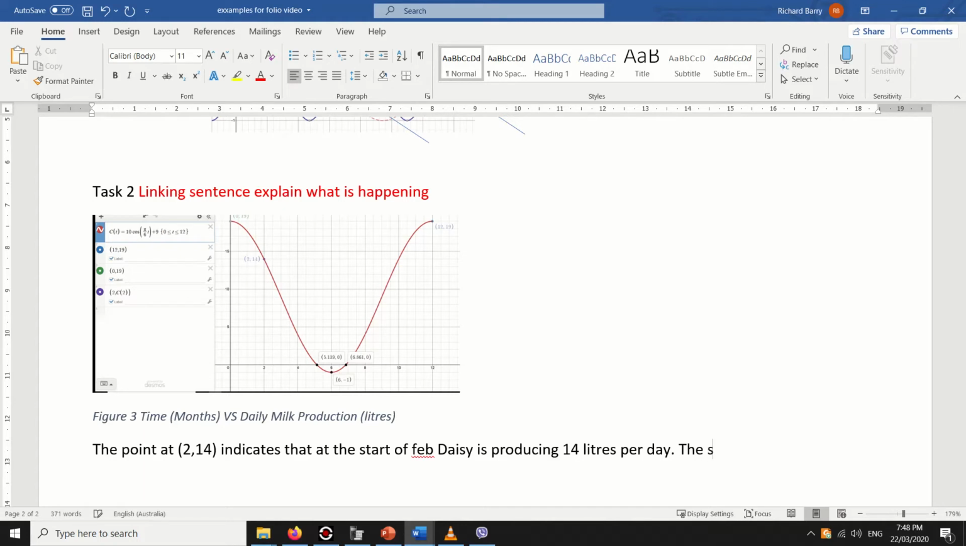The slope is trending down, indicating her production level is dropping.